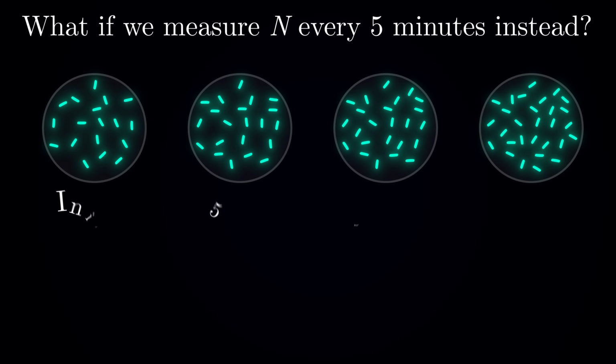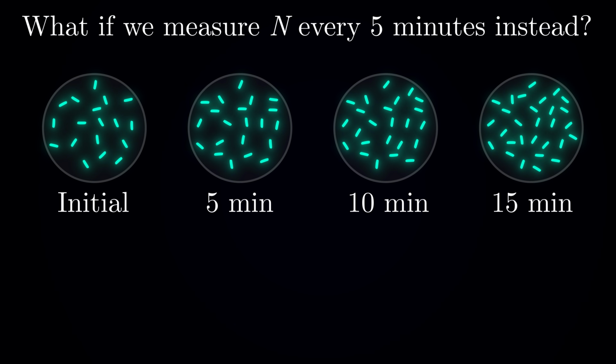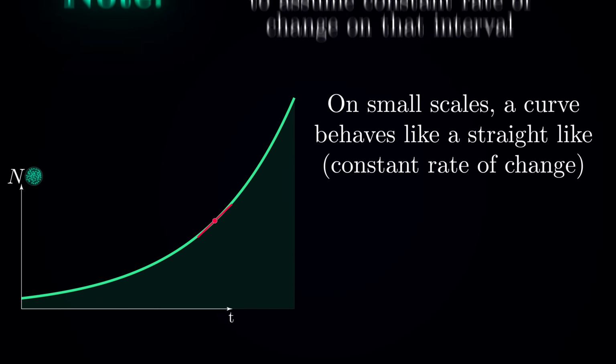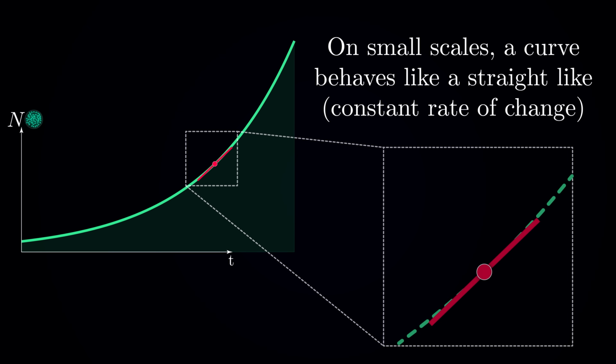Imagine we decide to measure our population every 5 minutes instead of every hour. 5 minutes is small enough that we can reasonably assume the rate of change doesn't vary much during that time. This corresponds to the idea that if you zoom in close enough on the graph of a curve, it starts to look like a straight line. Let's work through an example.